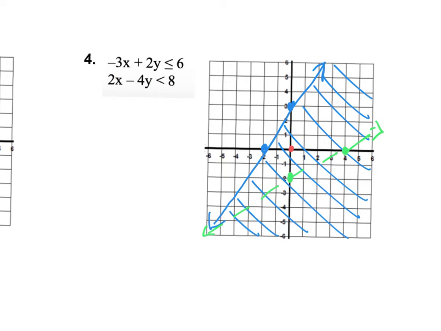All right, so now we need to decide which direction we're going to shade in. So I'm going to plug in this point 0, 0, and this goes away. Is 0 less than 8? Yes, 0 is less than 8. So I am going to shade in the direction of this origin right here. So I'm going to shade going up.